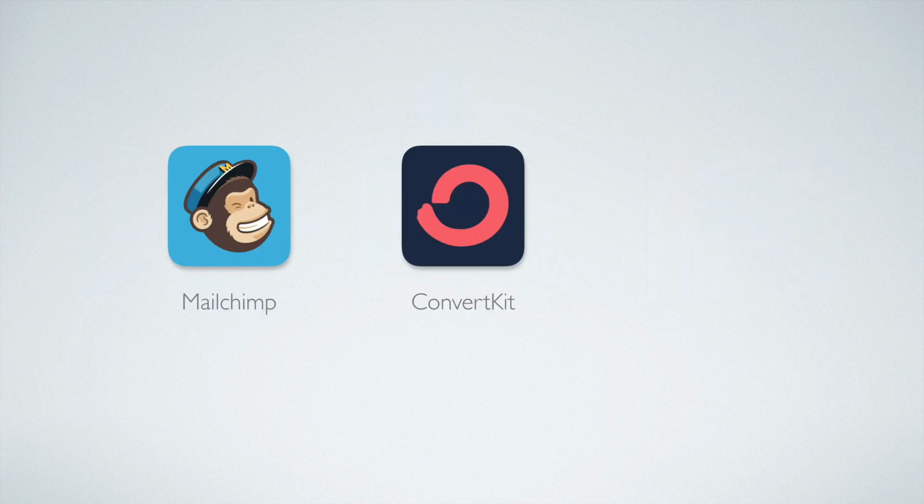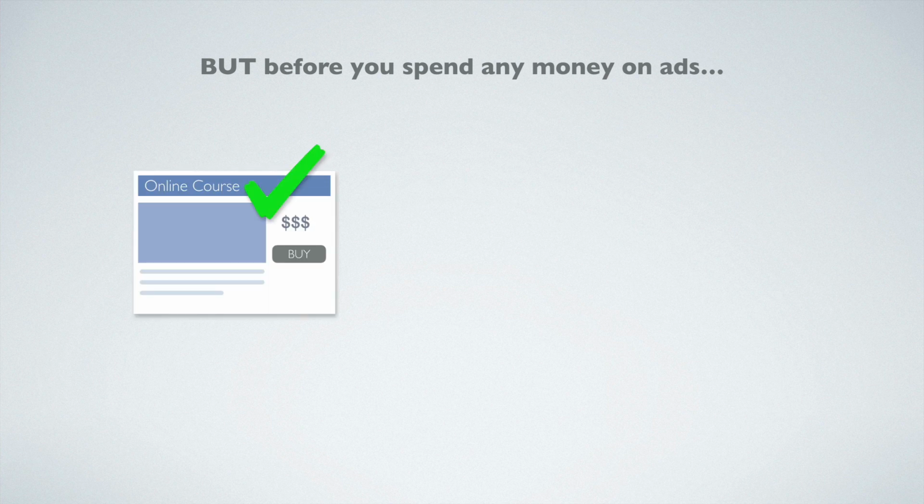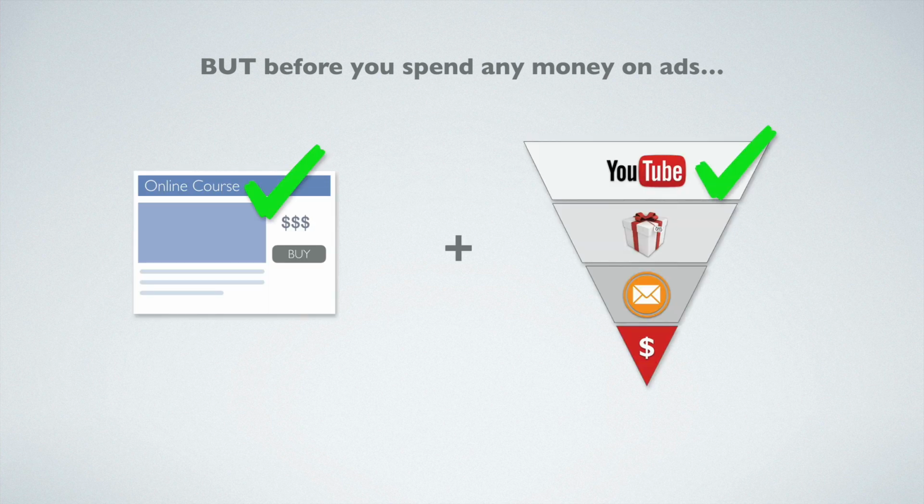To manage your email list, you can use tools like MailChimp, ConvertKit, or SendFox. You can also use paid ads on Facebook, YouTube, Google, or Instagram. But before you spend any money on ads, make sure you have a solid course and have done plenty of testing on your sales funnel to avoid wasting a lot of money. And that's it. That's all the tools you need to create and sell online courses.